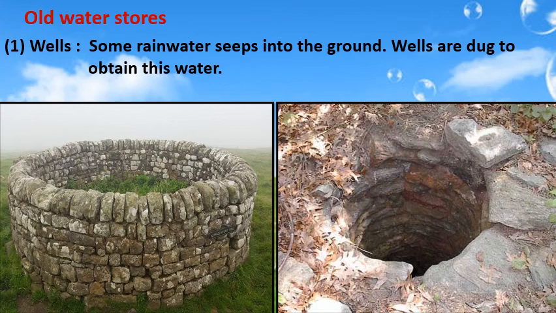First one is wells. See dear students, you can see the picture here. Wells. Some rainwater seeps into the ground. We saw that, correct? According to our experiment. Here, wells are dug to obtain this water. This is the first old water store.